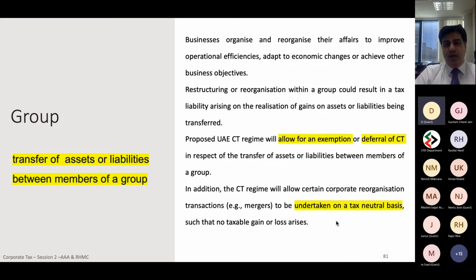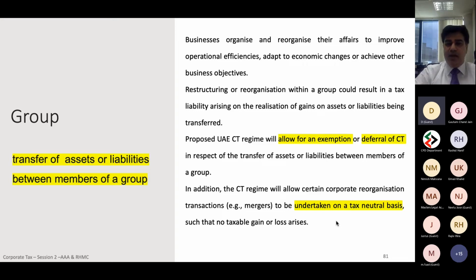Now, the UAE corporate tax regime will allow for an exemption or deferral of corporate tax in respect of transfer of assets and liabilities between members of the group. Now, how will it be done? Again, I will come back to those taxable scenarios in the further slides. But this is again part of a group structure which we need to look at.